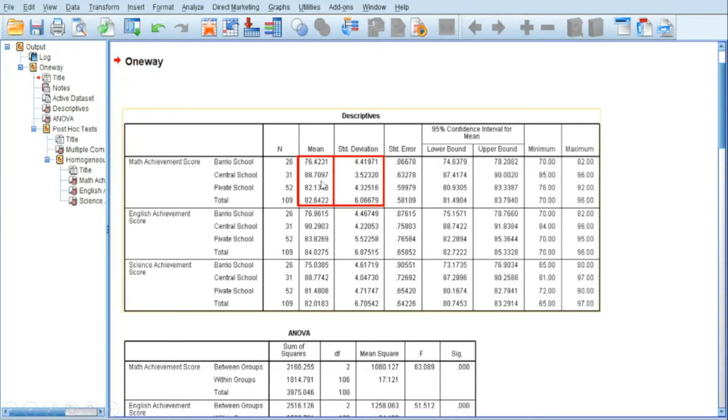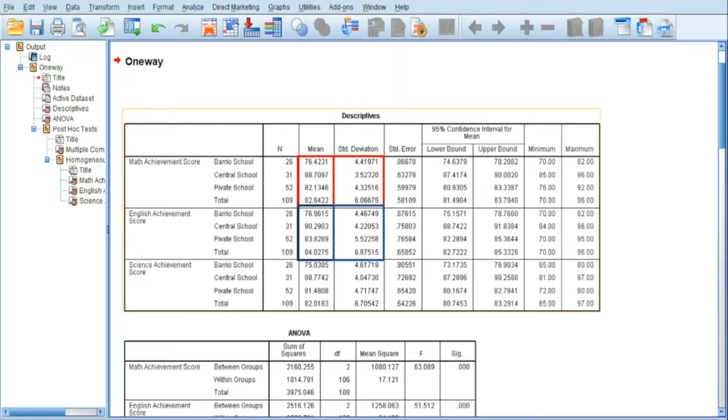Alright, and the next one would be the mean achievement score in English. Again, it's the students who came from central school who got the highest mean of 90.29, followed by the students who came from private school which had a mean of 83.83, and those students who came from barrio school which had a mean of 76.96. And of course you can see there the standard deviation.